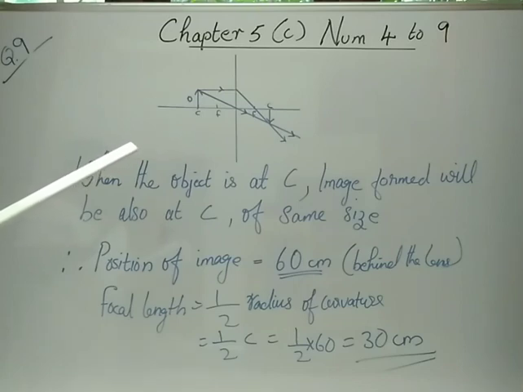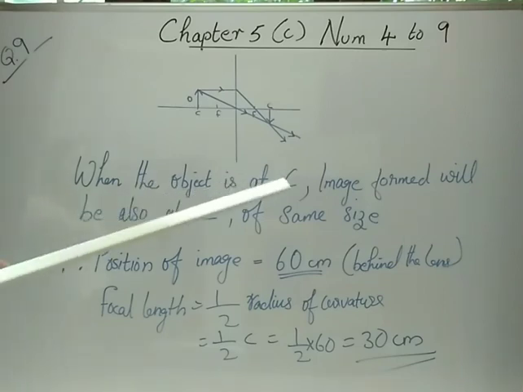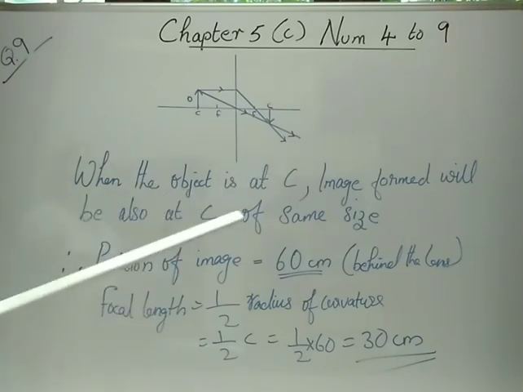A convex lens forms an inverted image of the same size. They didn't mention whether it is at C or not. They just give a hint that the image and object are of the same size. So we know that only one condition is possible to get the object and image of the same size. That is, we have to place the object at C. Then only will we get the image also at C and of the same size. So from that particular sentence, all the answers are clear. When the object is at C, the image formed will also be at C, of the same size.